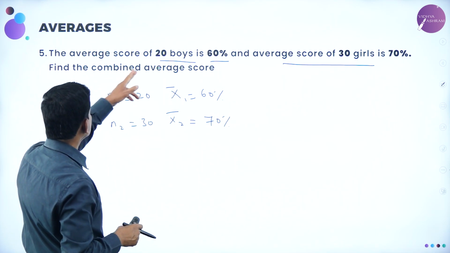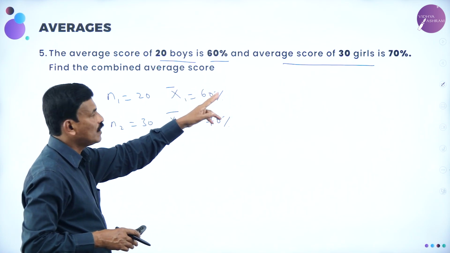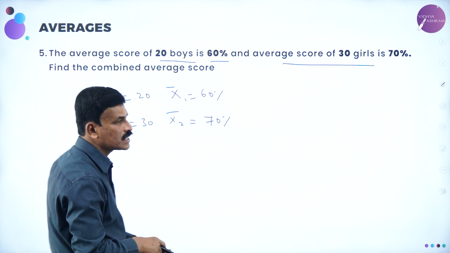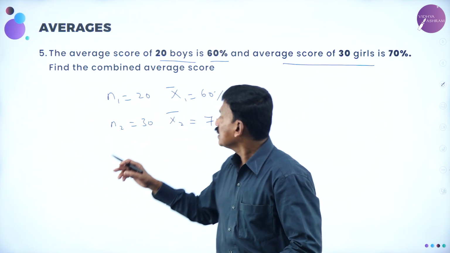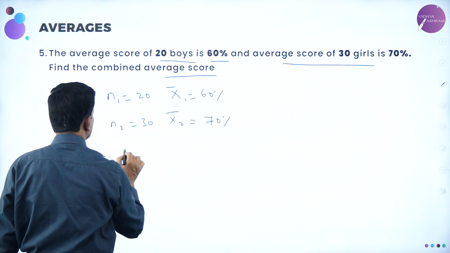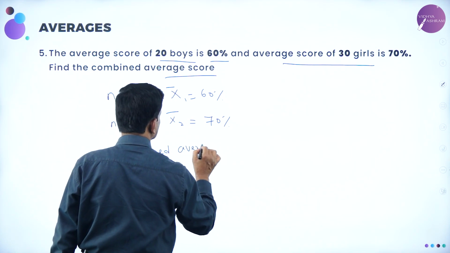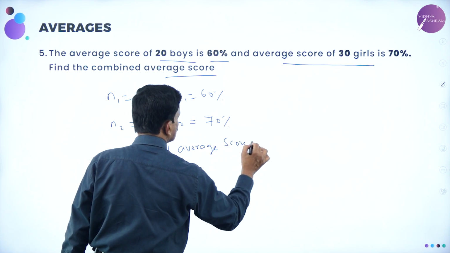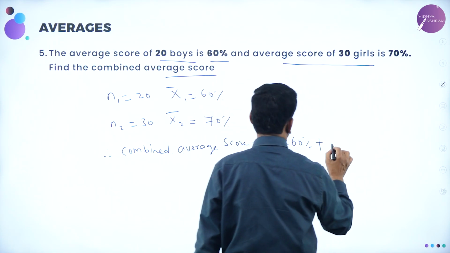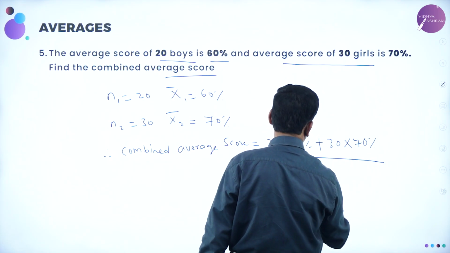See here, for the 20 boys, N1 is equal to 20 and X1 bar is equal to 60%, and for the 30 girls, N2 is equal to 30 and X2 bar is 70%, right? Now we have to find the combined average score. So the combined average score is equal to 20 into 60% plus 30 into 70% divided by 20 plus 30.